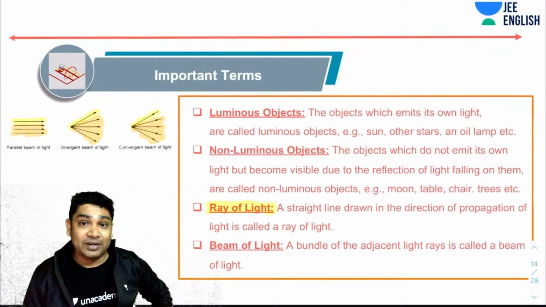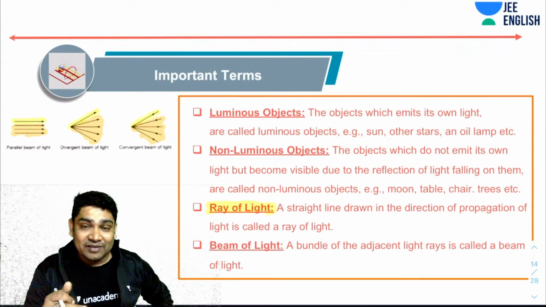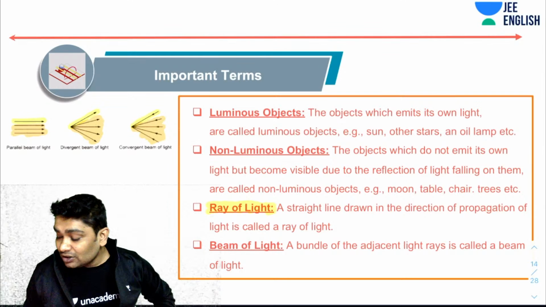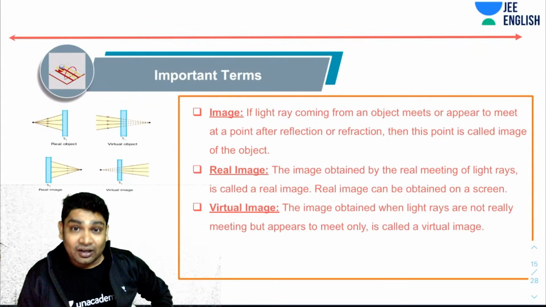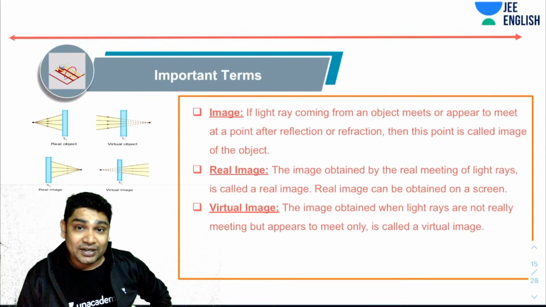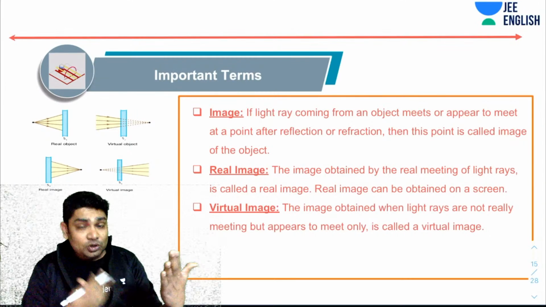Now you should be familiar with all the names. What is a parallel beam? What is a convergent beam? What is a divergent beam? Any bundle of adjacent light rays is a beam. As simple as that. Next, when we do analysis of geometrical optics, we will also talk about images and objects. An object is something from which light is getting reflected, which you are seeing.